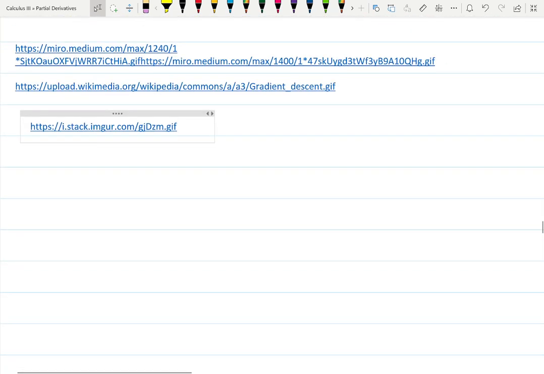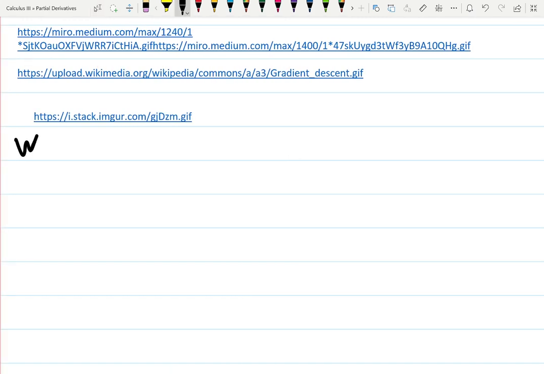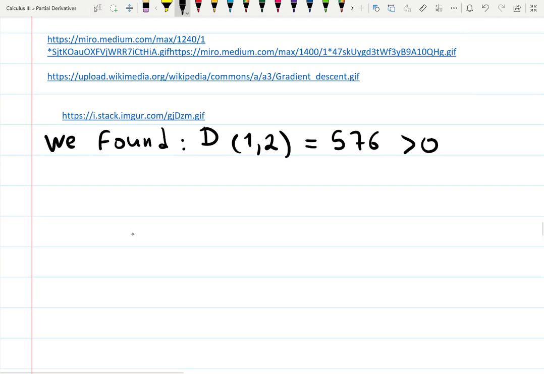So let's do it. We keep going with the same example. We found that D at (1, 2), which was a critical point, is 576, which is greater than 0. Thus, so let's do note number 1. It's not a saddle point.